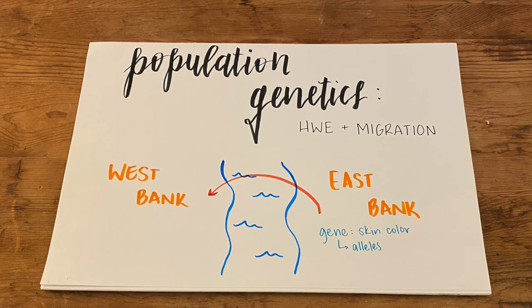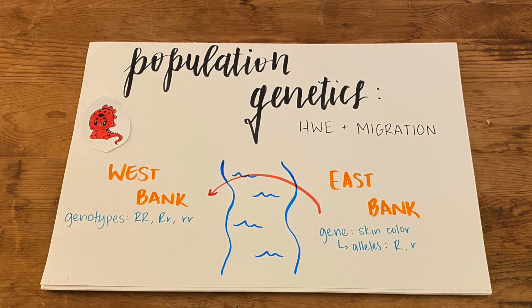We'll focus on one affected gene, skin color, with the alleles big R and small r. A homozygous big R lizard is red, a heterozygous lizard is orange, and a homozygous small r lizard is yellow.